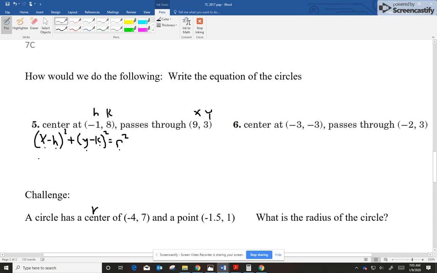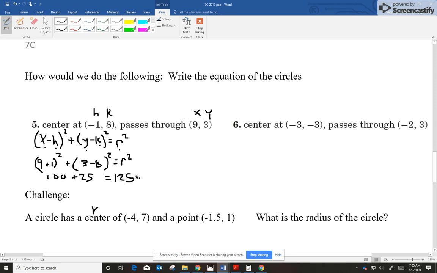Okay, so we have 9 minus -1, which is really 9 plus 1, squared. And then we have 3 minus 8 squared equals r squared. Okay, and if we calculate all this out, 9 plus 1 is 10, 10 squared is 100. 3 minus 8 is 5 squared, which is 25. So our r squared is going to be 100 plus 25, which is just 125.